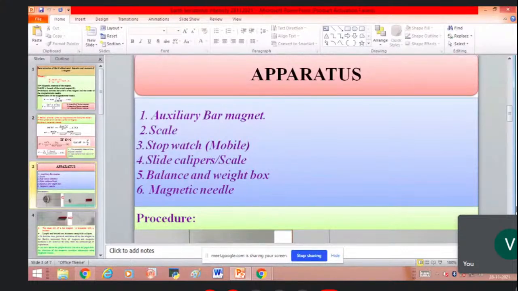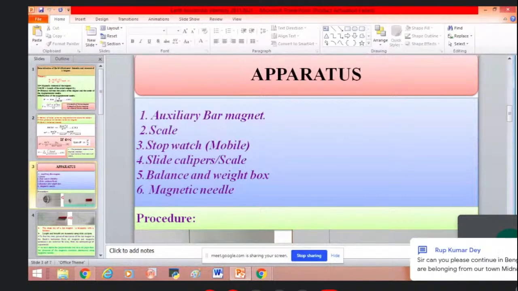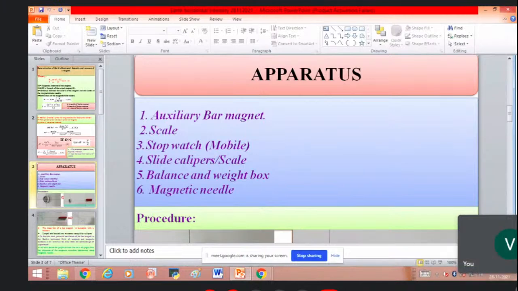So if we have these: a magnetic needle, a magnet, and a scale, and a thread of less than 1 meter, which is enough for hanging this bar magnet from the center of the bar magnet, we can measure the time period.